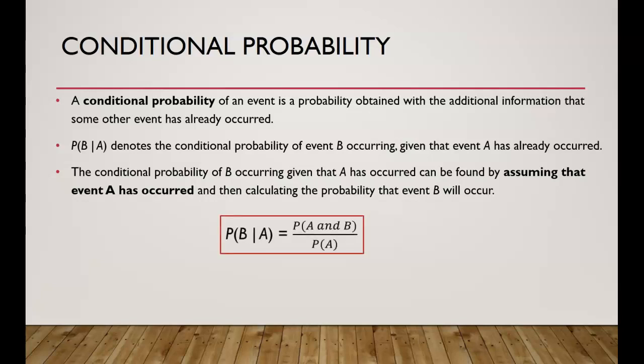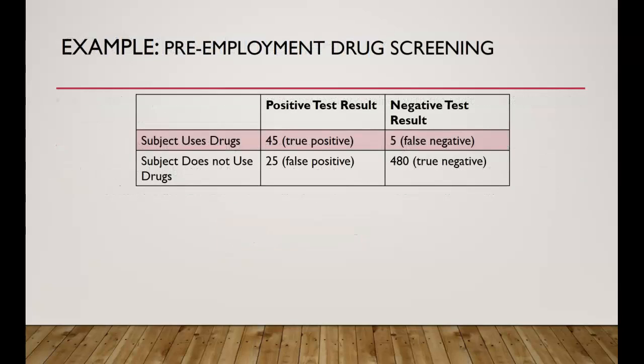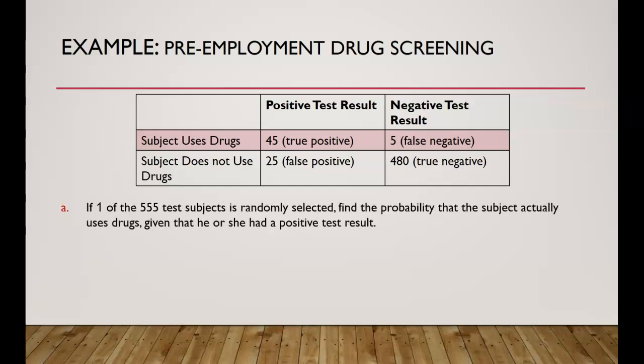The formula to find the probability of event B given event A already occurred is P of A and B divided by P of A. Let's look at the following example. Consider the table of pre-employment drug screening test. If one of the 555 test subjects is randomly selected, find the probability that the subject got a positive test result given that he or she uses drugs.